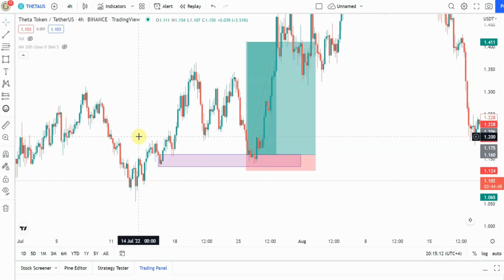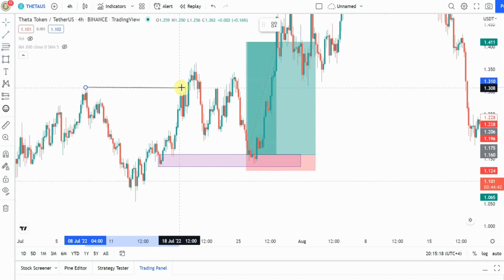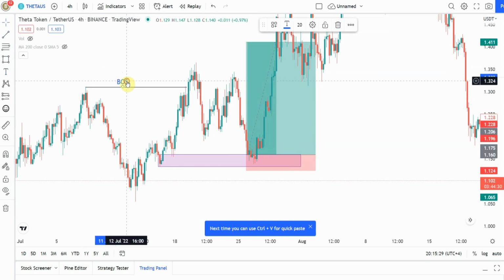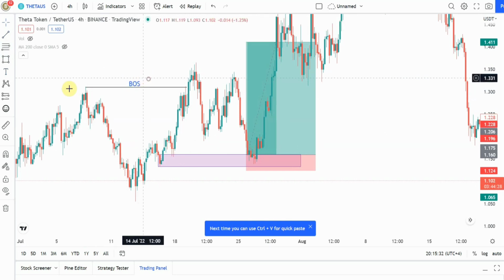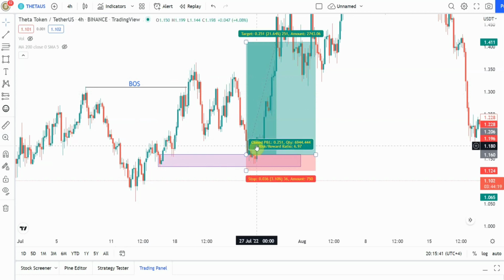There must be a change of character, a change of structure, which is BOS. Like here, we must have a BOS. So this is BOS here. Now we have this BOS, then a change of structure has happened. So what are we looking for? We now look for order blocks in order to get the buy order next.